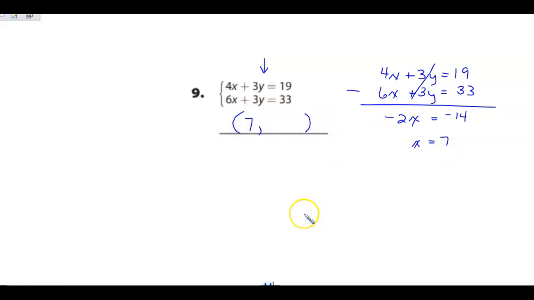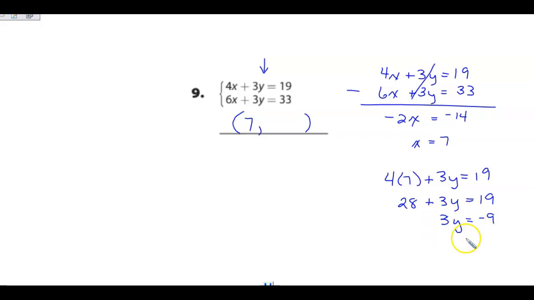Okay, let's solve. We can pick either one. I'm going to go ahead and do the first one. So 4 times 7 plus 3y equals 19. 4 times 7 is 28. 19 minus 28 is negative 9. Divide by positive 3, and y equals negative 3. So there's our ordered pair of 7, negative 3.